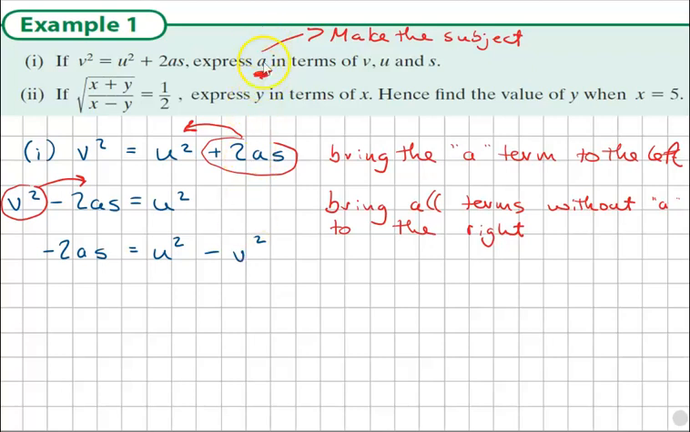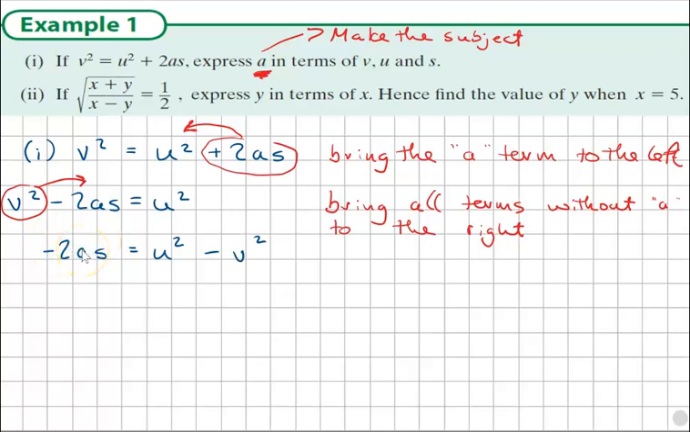So we want to get the A on its own. So at the moment, we have a minus 2 and an s stuck onto the A. And 2 things or 3 things stuck together in maths means multiply, and the opposite of multiply is divide. So we're going to divide by minus 2s to get the A on its own.